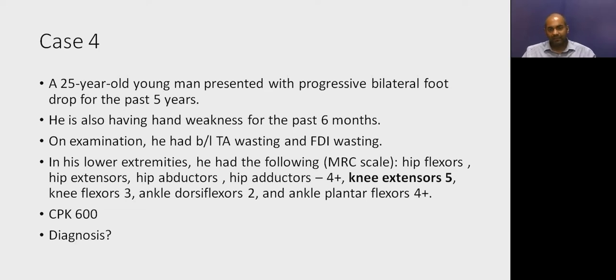Knee extension, that is quadriceps, is fully spared, 5 out of 5. While knee flexors are weak, there is predominant weakness of ankle dorsiflexors, grade 2 power, and plantar flexors, grade 4 plus power. And CPK will be around 600.